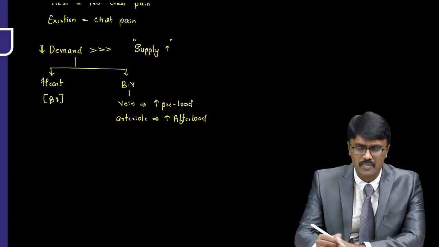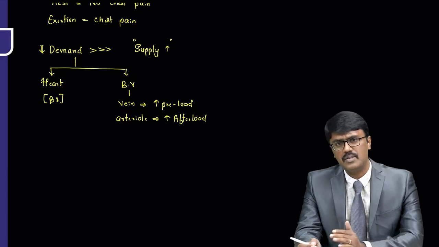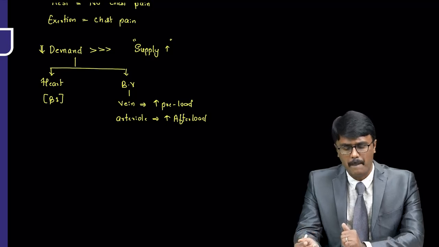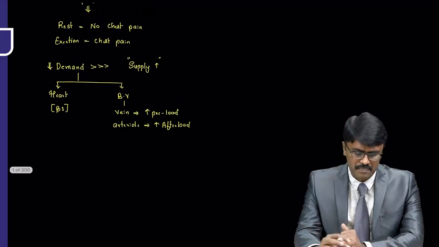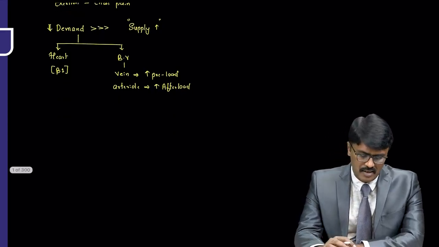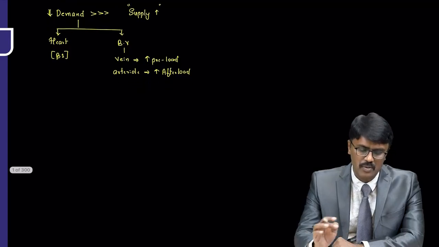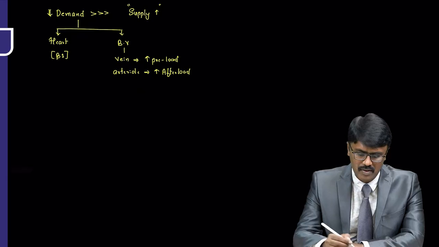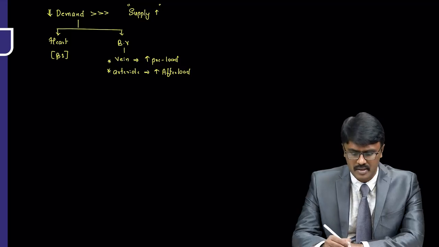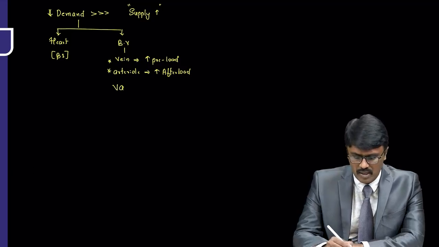I told you already, coronaries cannot be dilated further because ischemia itself is a potent dilator, but we can still use vasodilators there. Now you have to tell me, how do I decrease the demand and how do I increase the supply? Can you take a guess? Yes. How do I decrease the demand and how do I increase supply? Number one, I can decrease the afterload and preload. How do I do that? By using vasodilators.